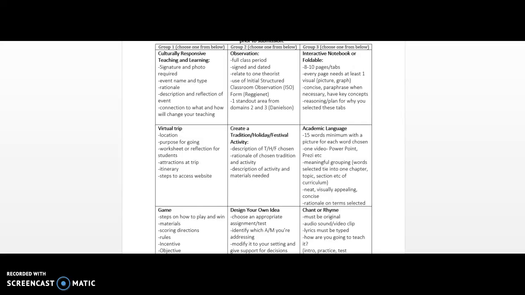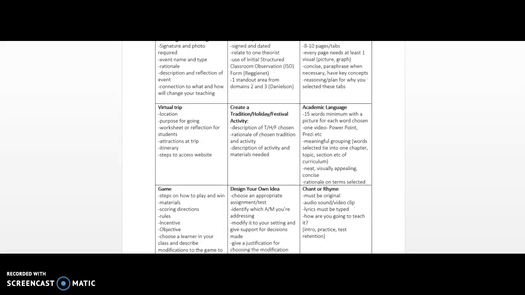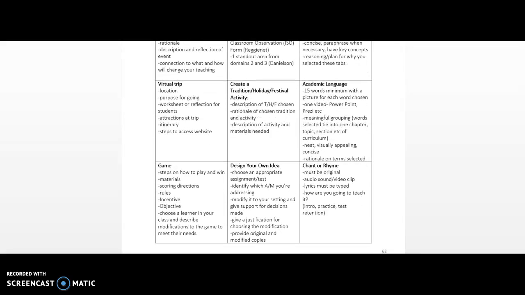For the second option in group 2, you're going to create a tradition, holiday, or festival activity. You're going to give us a description of that tradition or holiday or festival that you chose, a rationale of why you chose the tradition and activity, and then a description of the activity and the materials needed. And then for the third option, design your own idea, it's going to be exactly like the one in the science choice boards.